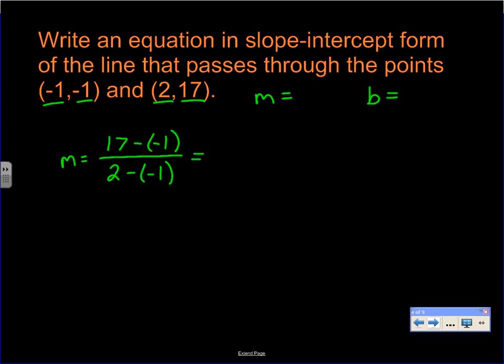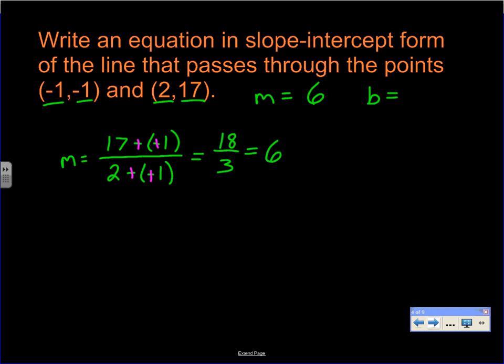We know on the top 17 minus negative 1 becomes 17 plus 1, and on the bottom minus a negative also becomes a plus. So we're going to have 18 over 3. 17 plus 1 is 18, 2 plus 1 is 3. We know the bottom number 3 goes into the top number 18 6 times, so our slope is 6. We've calculated slope.